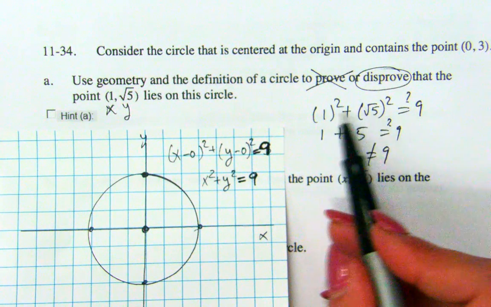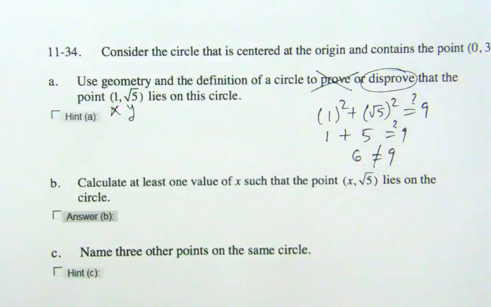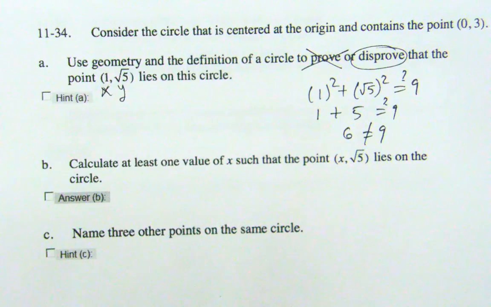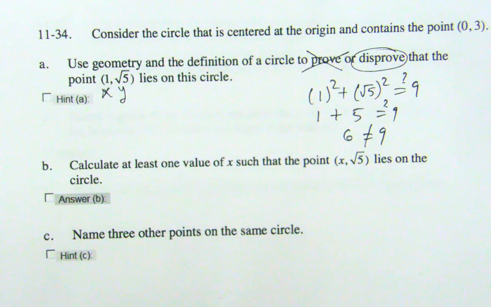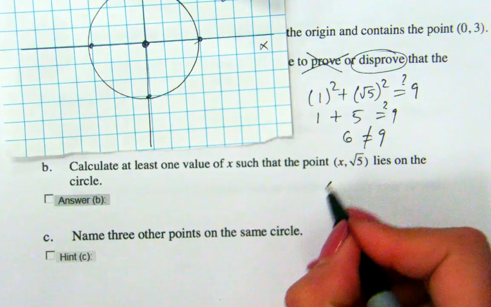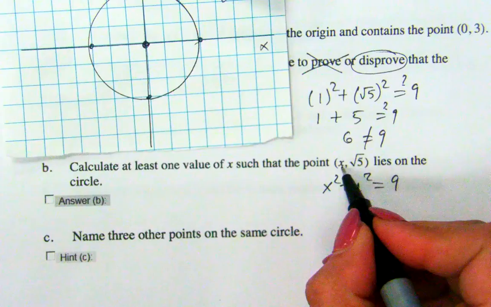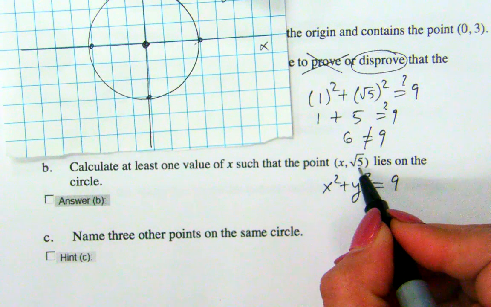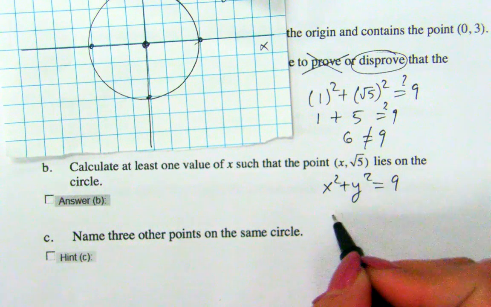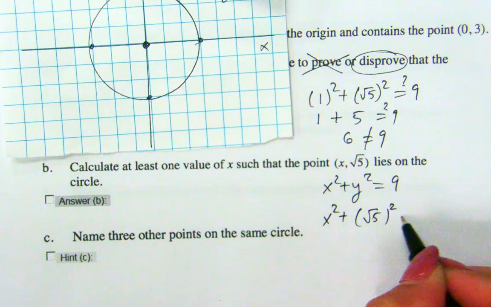If it works, we should be able to plug it in and calculate it out. Okay, calculate at least one value of x such that the point (x, square root of 5) lies on the circle. We're just going to do the same thing again. So x squared plus y squared is going to equal 9. x stays x. Square root of 5 actually changes here. So we have x squared plus square root of 5 squared equals 9.